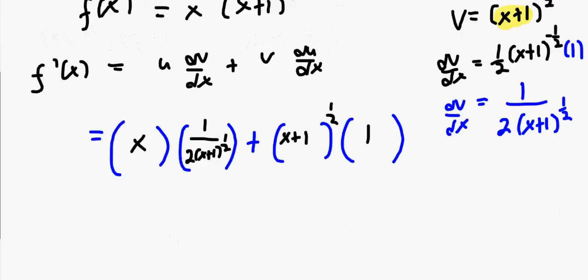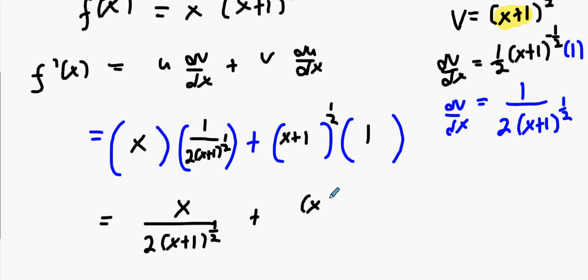Alright, we're very close. Top by top, x by 2 (x + 1) to the power of a half, plus (x + 1) to the power of a half. Alright, nothing wrong with that answer, but I'm very certain when you go back to the back of the book, that's not what you're going to be presented with. Anybody have any ideas how to maybe tidy it up slightly? There's a really nice way of tidying this up.